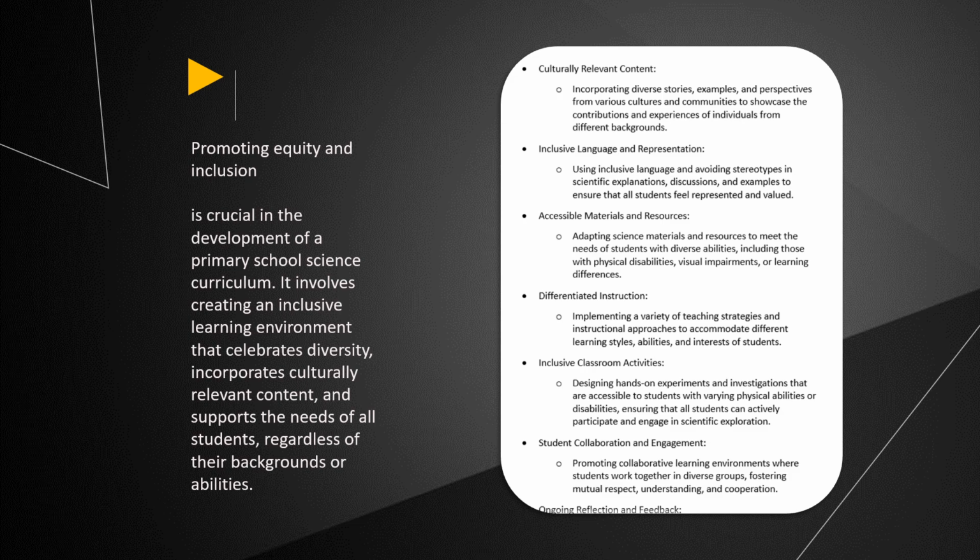By incorporating equity and inclusion principles into the primary school science curriculum, teachers can create a positive and inclusive learning environment that values and respects the diverse identities and experiences of all students. These examples aim to foster a sense of belonging, promote equal opportunities for learning, and inspire students from all backgrounds to explore and engage with science.